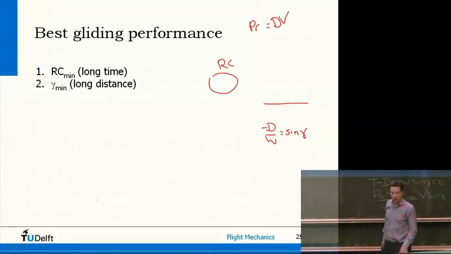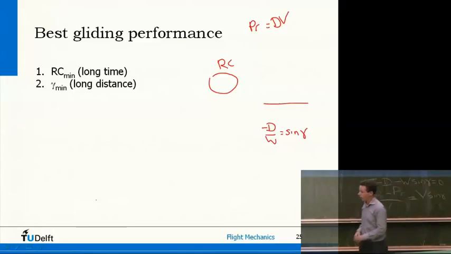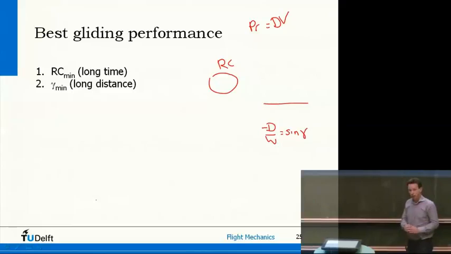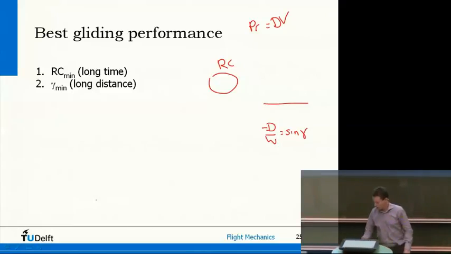The other option I'm going to look at is to have minimum flight path angle. So that means the angle at which you're going down is as small as you can, and in that sense you'll achieve the maximum distance.